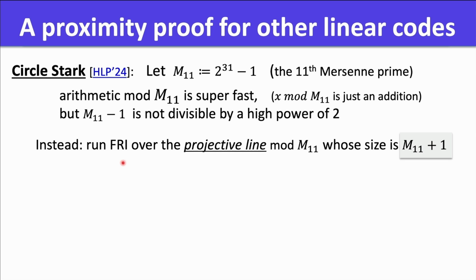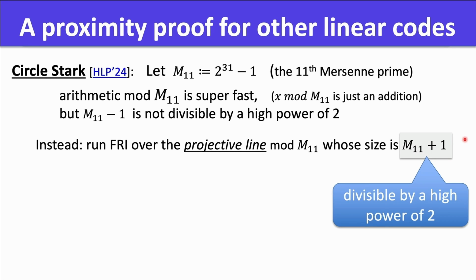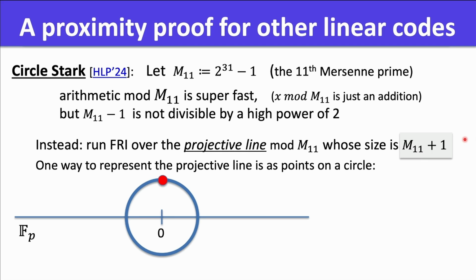Basically, we're going to run FRI over what's called the projective line. And the projective line modulo M11 has M11 plus 1 points in it. And lo and behold, this is in fact divisible by a high power of 2. Now, the reason it's called a Circle SNARK is because there's a classic way to represent the projective line as a circle, but I think I'm going to skip over that.